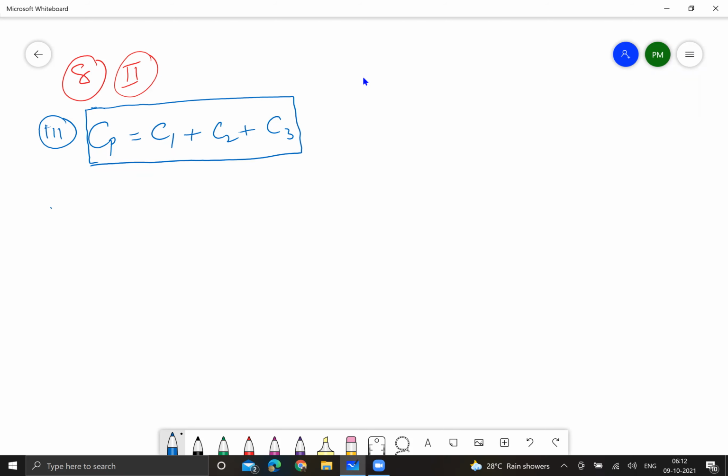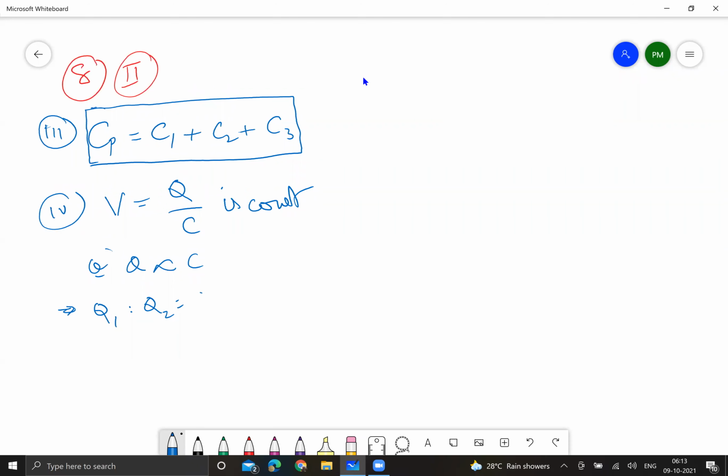Then here V is equal to Q by C is constant. That is, Q is directly proportional to C, which implies the ratio of charges on the plates of the capacitors, Q1 is to Q2 is to Q3, will be equal to C1 is to C2 is to C3.